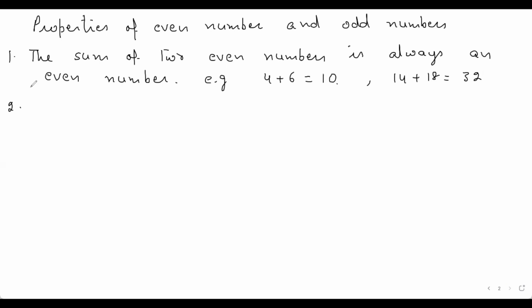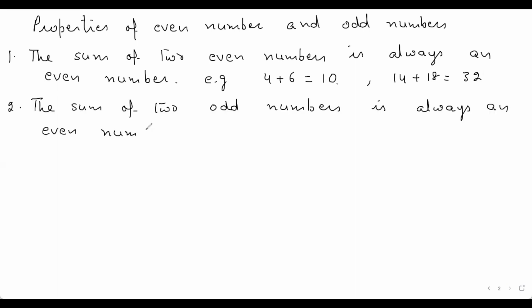Second property: the sum of two odd numbers is always an even number. For example, take two odd numbers, 3 plus 7, it's equal to 10. 11 plus 15, it is equal to 26. So if we add two odd numbers, their sum is an even number.